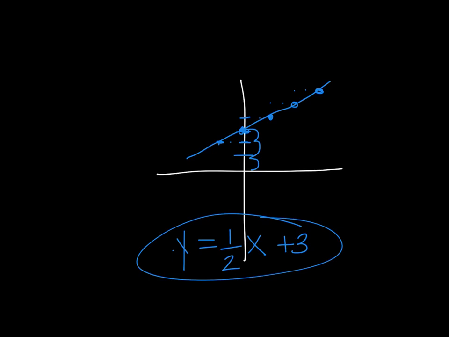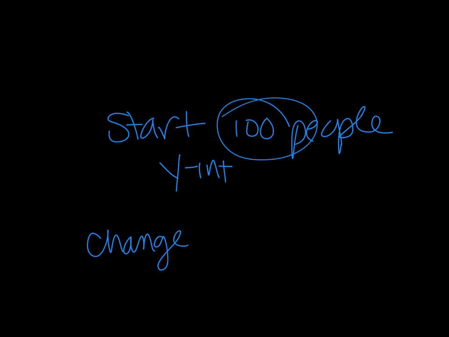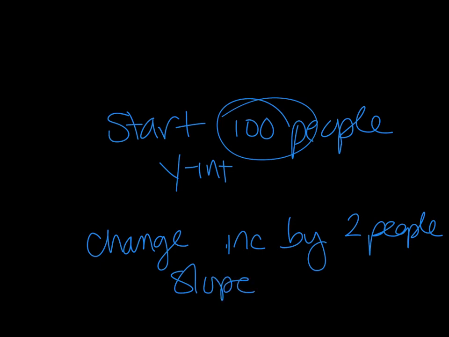Sometimes you're going to have a word problem, and what's really important is whatever's at the start of your word problem. So let's say you start with 100 people in a town. That's going to be the y-intercept, how many you start with. And then how it changes every year is going to be your slope. So let's say every year you increase by 2 people, so that's going to be your slope.